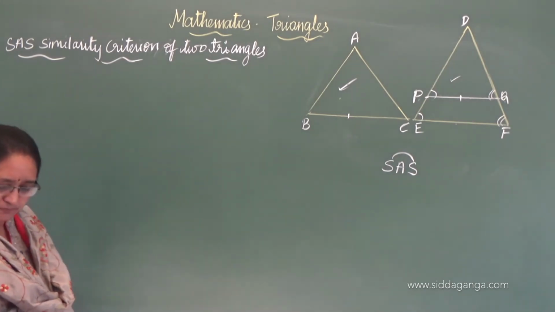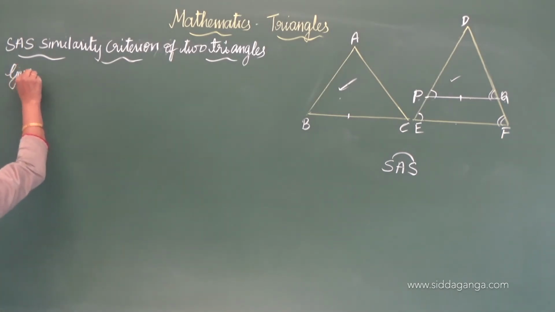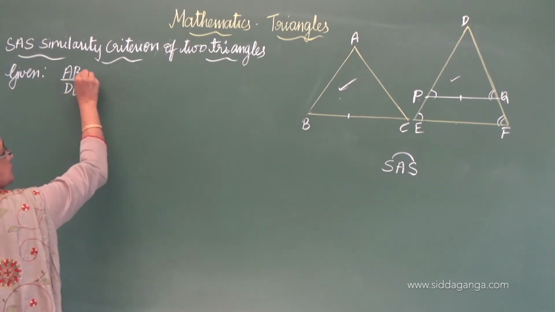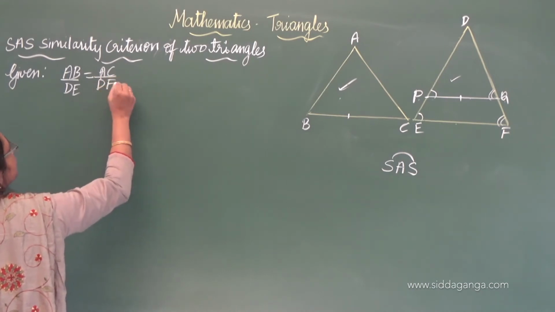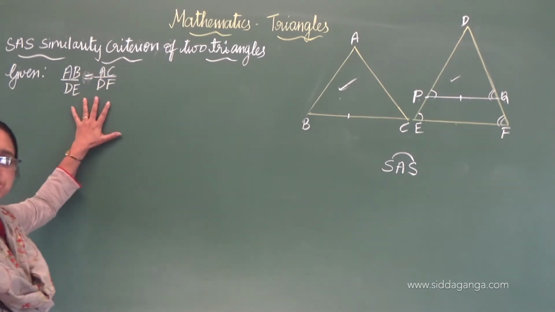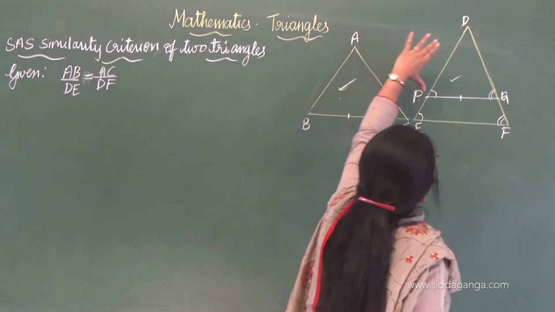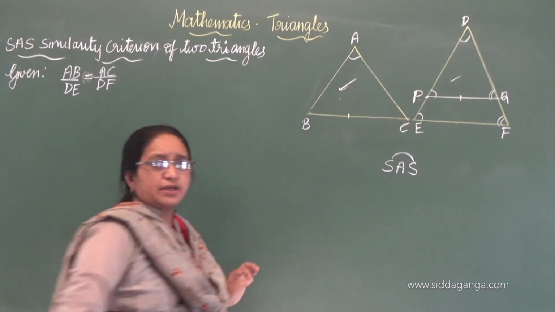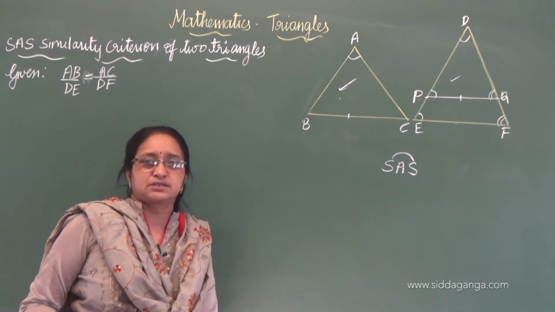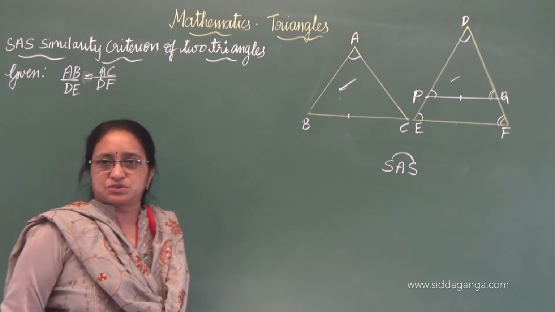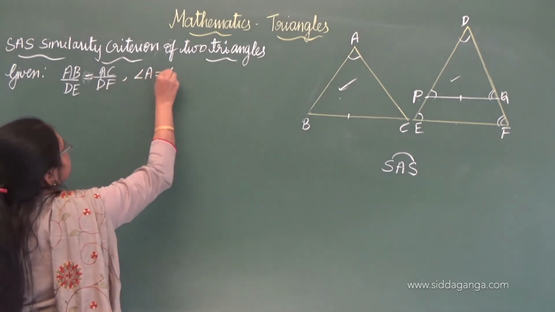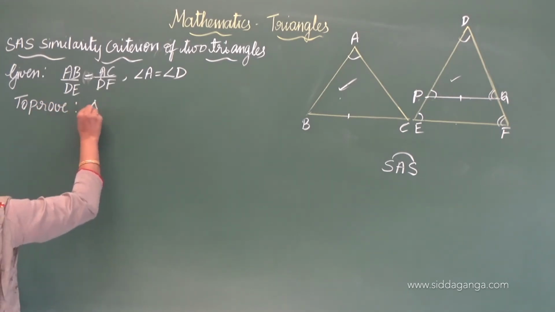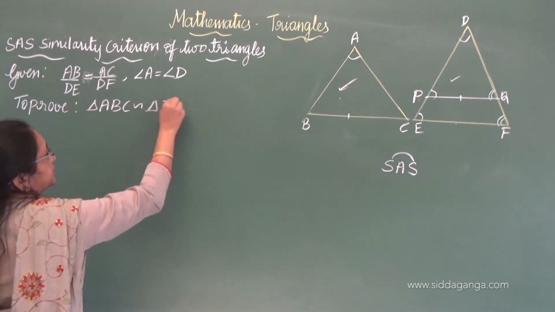Okay, now let us try to prove now. First write given. Given. What is given here? AB by DE is equal to AC by DF. So these sides are proportional, and see here AB by DE and AC by DF means definitely these will be the included angles. Okay, included angles, I hope you know the meaning of included angles. So when you do congruency criteria also you have observed that, isn't it? So let me take angle A is equal to angle D. Next, to prove, what you have to prove? You have to prove that triangle ABC is similar to triangle DEF.